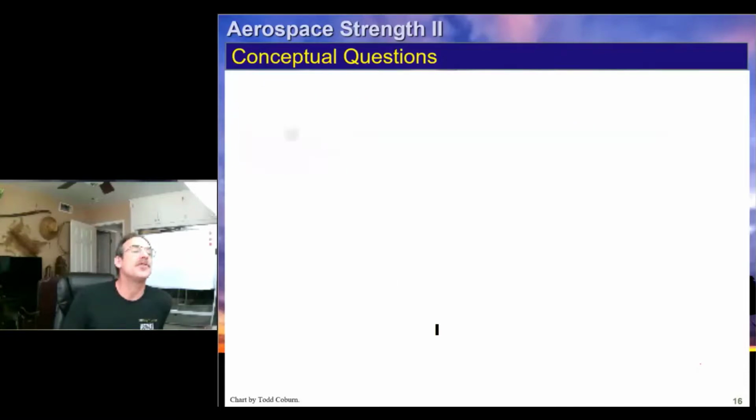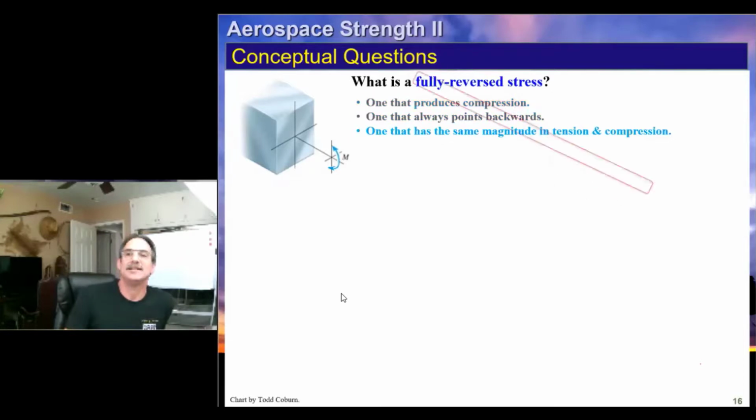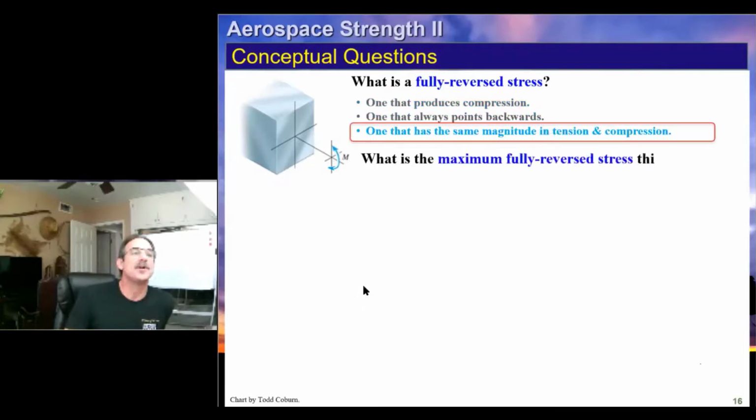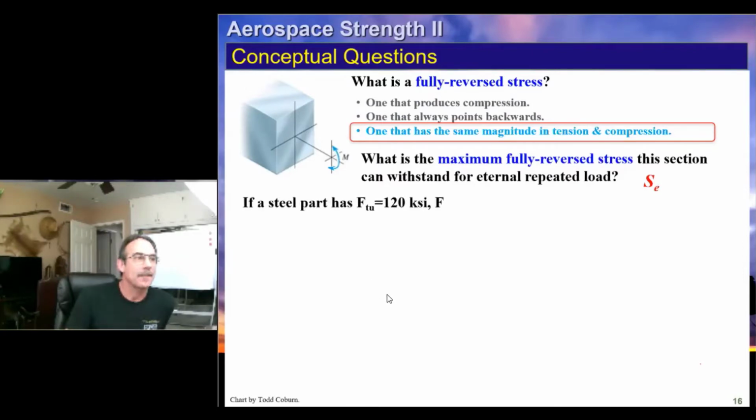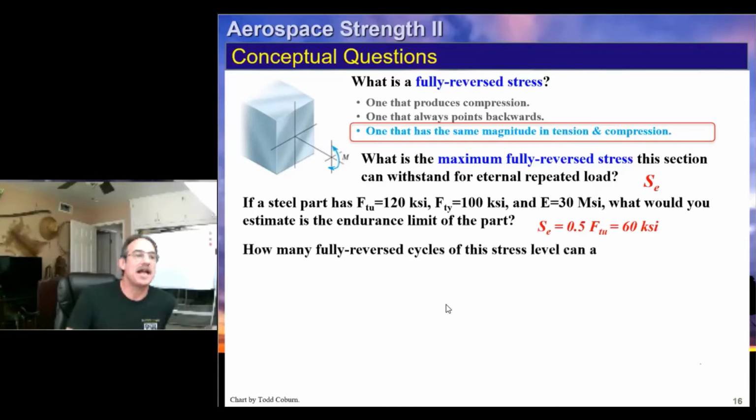What is a fully reversed stress? C. Or the bottom one. All right. Very good. How about what's the max fully reversed stress this can withstand? That's S of E, isn't it? If a steel part has that, what would you estimate as the endurance limit for the part? 60? 60 KSI. Very good. How many fully reversed cycles can this withstand? Infinite.